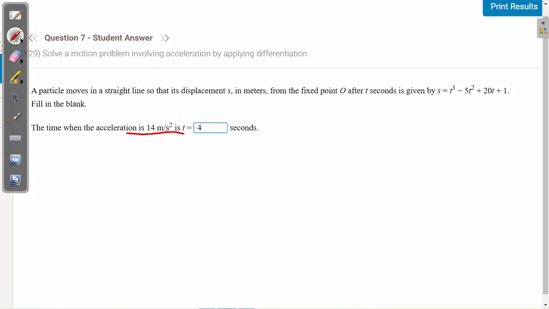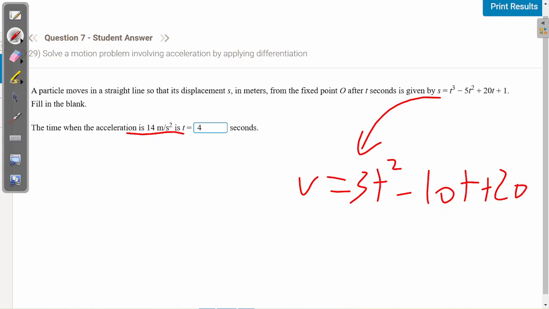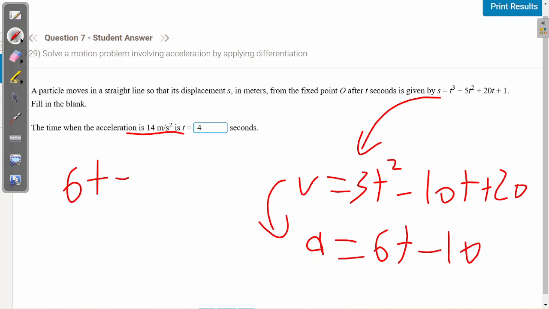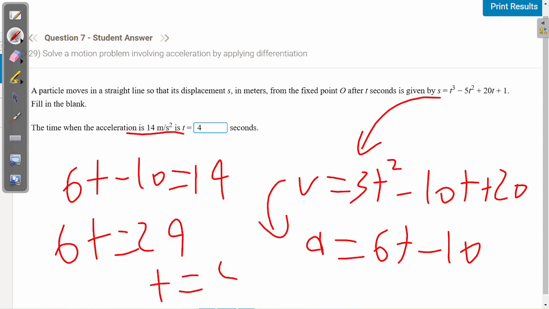So how do you get that from the displacement one? First you derive it to get velocity. So you will get velocity equals 3t squared minus 10t plus 20. Now derive it again to get acceleration. So acceleration equals 6t minus 10. Now they want when the acceleration equals 14, so you do 6t minus 10 equals 14. Add 10 on both sides. 6t equals 24, t equals 4.